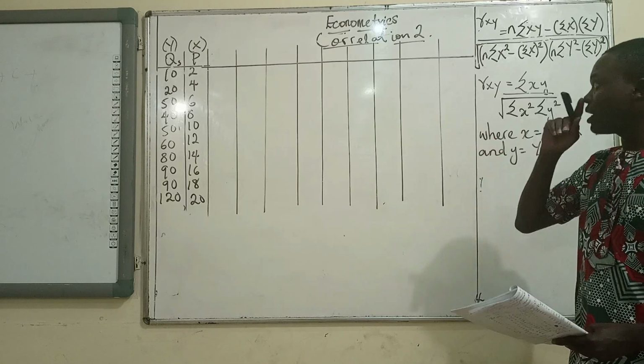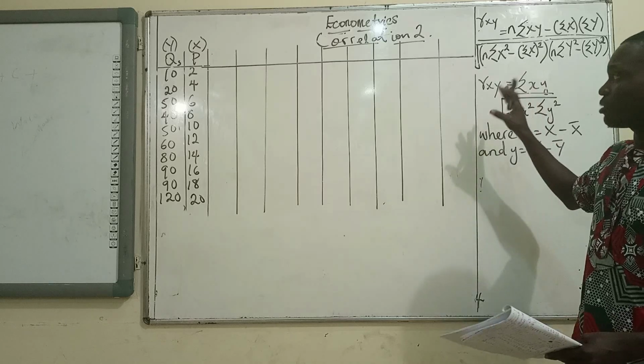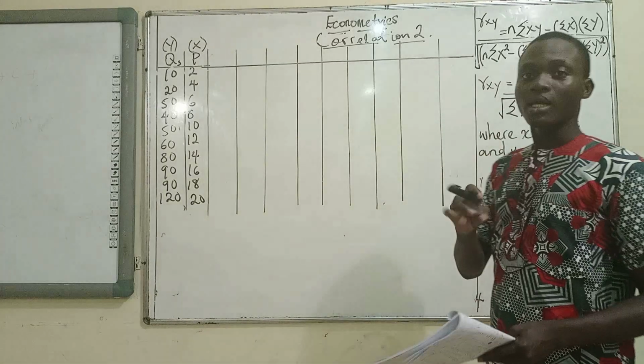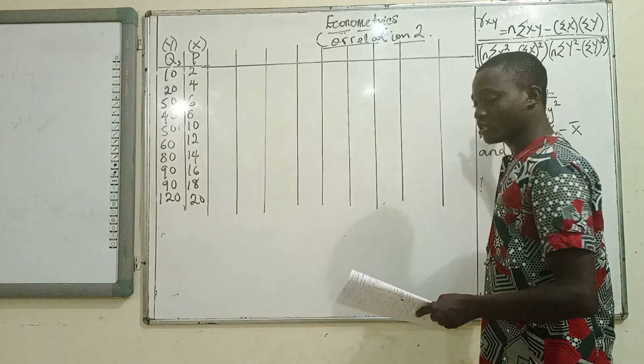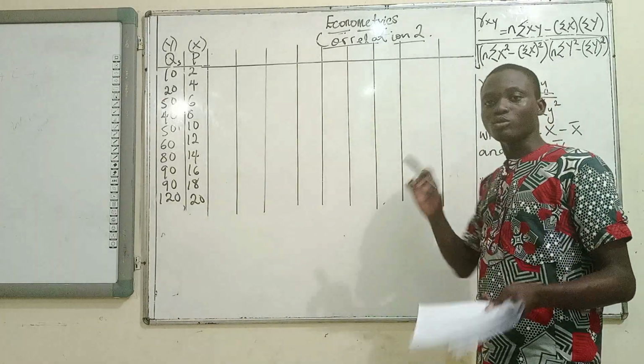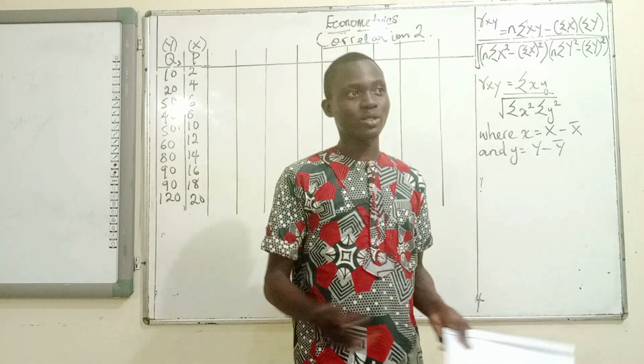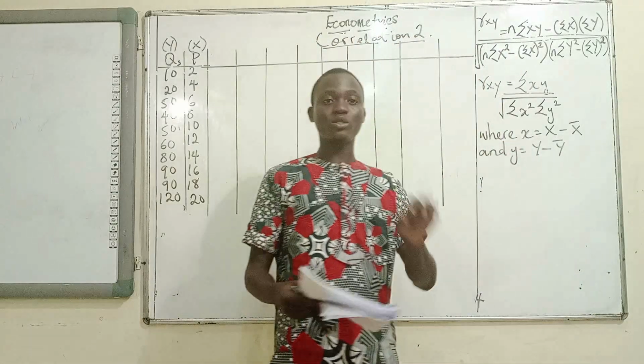Now, here there are two basic formulas for calculating correlation coefficients, and they are here. I'm going to be making use of these two formulas for you to be able to choose one formula when you are solving a correlation coefficient, maybe a test question or an examination question. So you are not meant to use both.